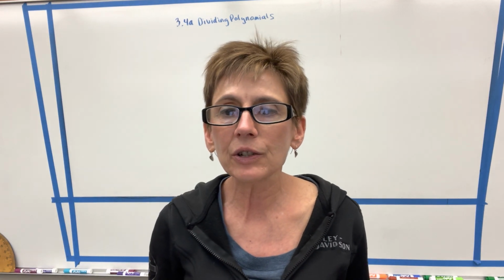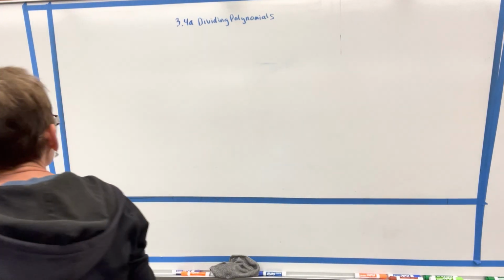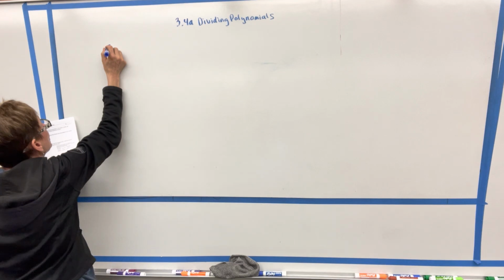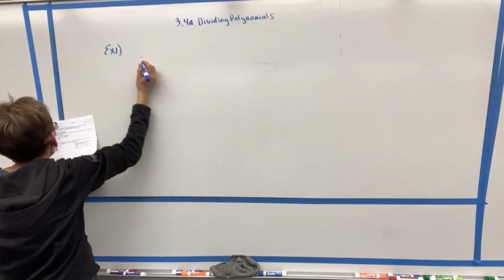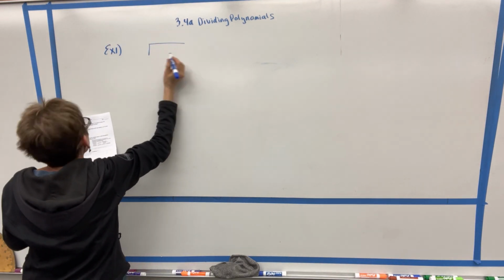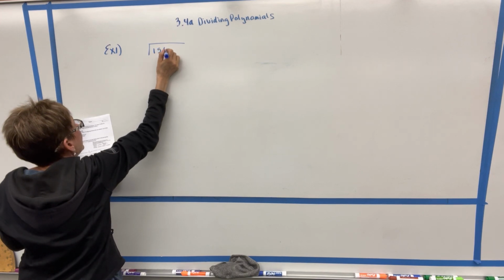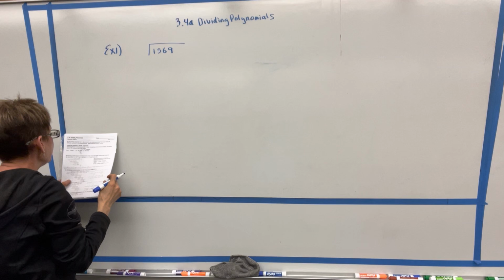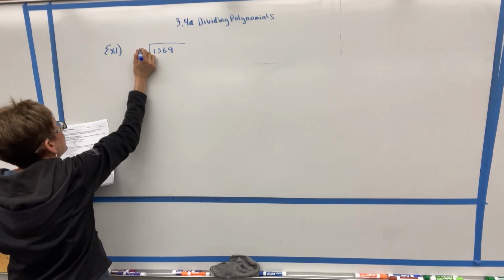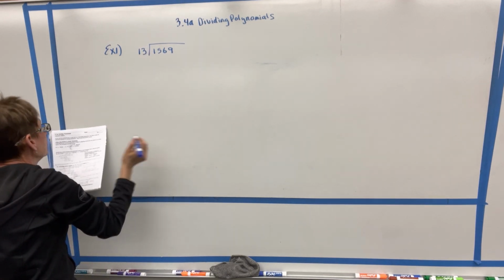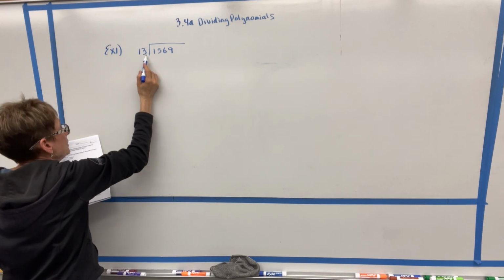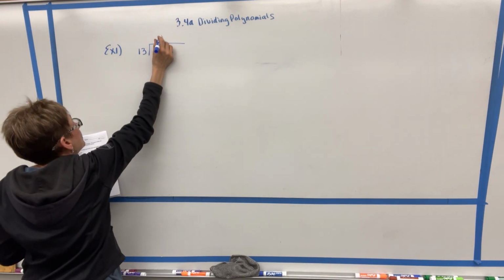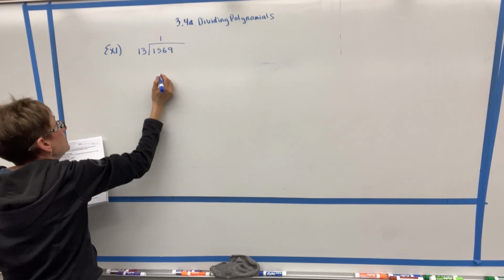In order to better understand how to do long division, I'd like to do an example with you using just regular real numbers like you might have done in junior high. So we're going to take a look at taking 1,569, that is our dividend, dividing it by 13, which we call our divisor. So we ask ourselves, how many times does 13 go into 15? The answer is 1 time.